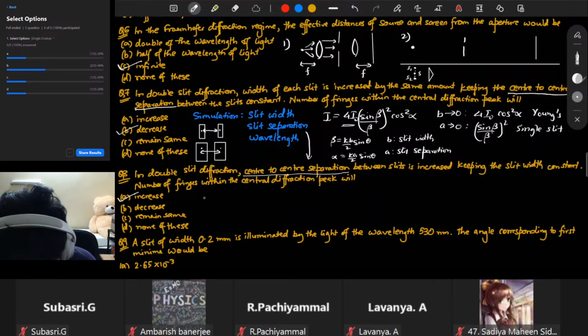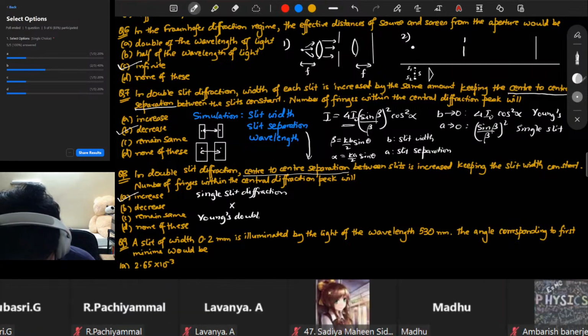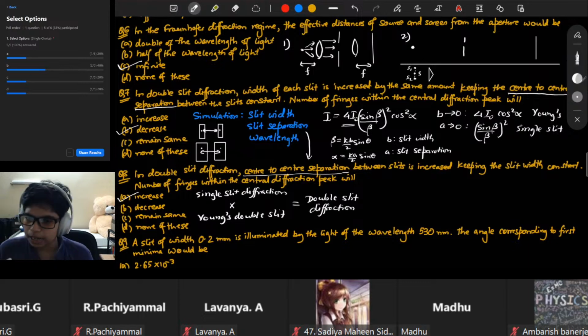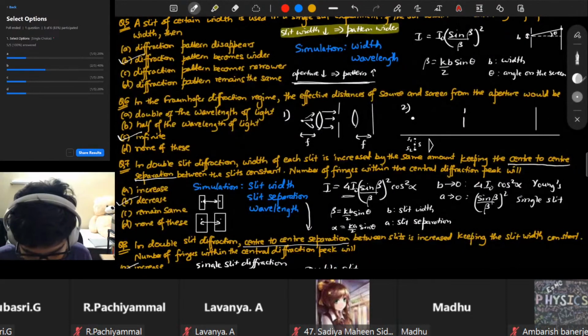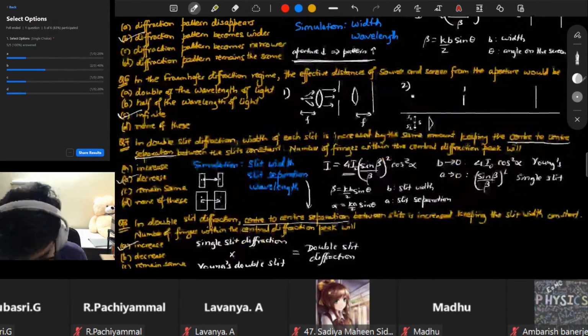There are two effects, as I mentioned. First is the single slit diffraction. This effect times the Young's double slit gives you the double slit diffraction. So you have to keep both these two effects in your mind. Another important thing to keep in mind is that the aperture size and the pattern have an inverse relation, meaning aperture size decreases, so pattern size increases.